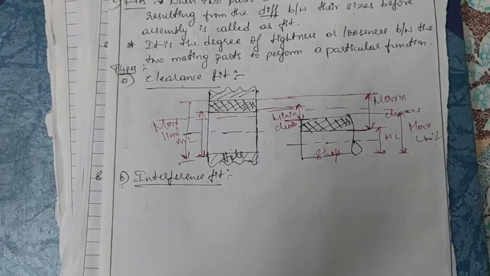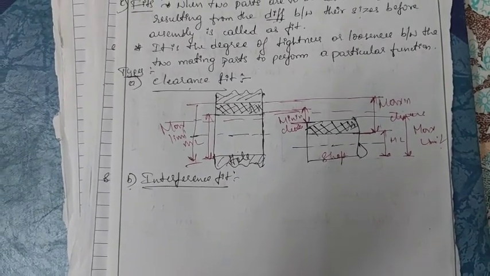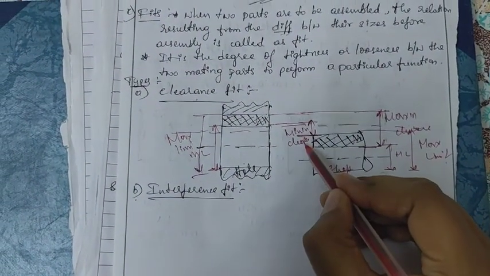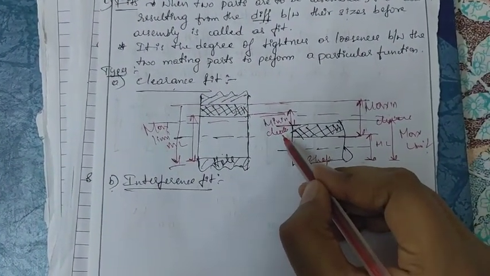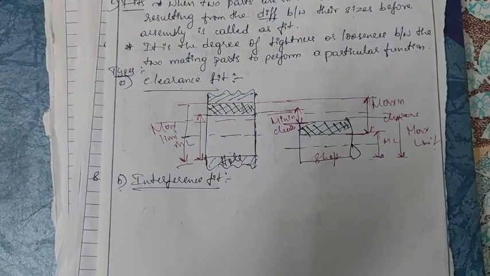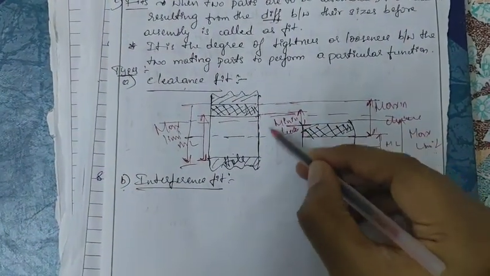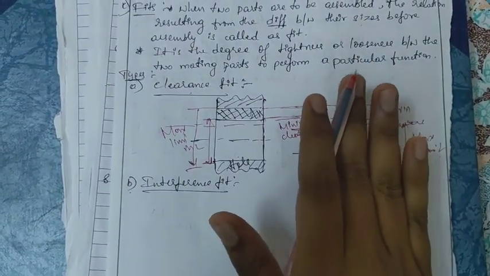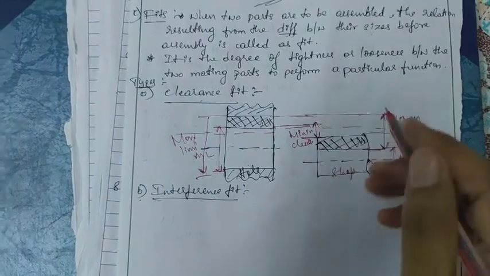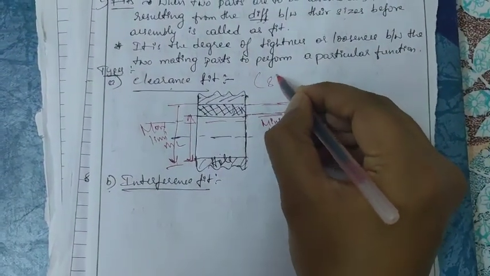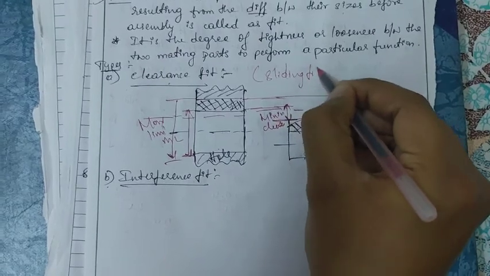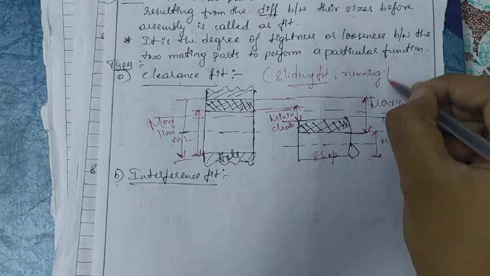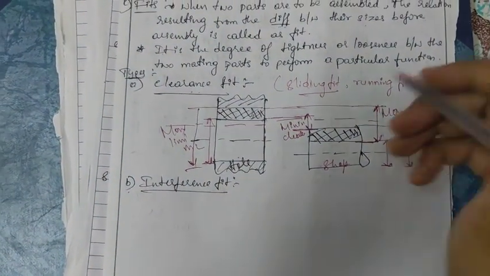It is a positive difference between the maximum limit of the hole and the minimum limit size of the shaft, that is the maximum clearance. The positive difference between the minimum limit size of the hole and the maximum limit size of the shaft is the minimum clearance. The examples of clearance fit are the sliding fit, the running fit, and the loose running fit. These are helpful in quizzes and competitive exams, where they may ask them.